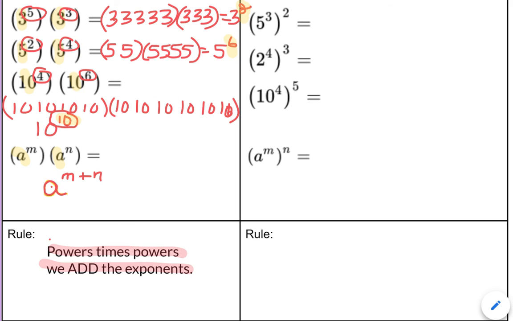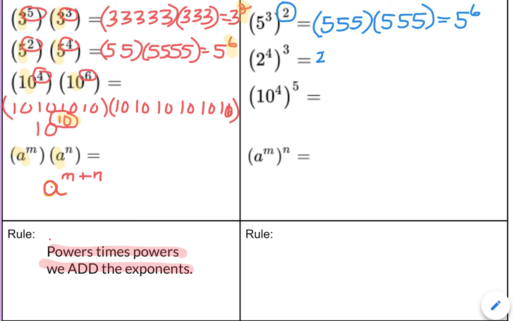The second rule is similar, but now we've got a power raised to another power. So again, I'm going to write these in expanded notation and let's see what happens. I may not do all of them because that 10 to the 4th to the 5th will get very long. So let's see, we have 5 to the 3rd to the 2nd. Well, that means 5 to the 3rd, which is 5 times 5 times 5, times itself twice. So our base is 5 to the 3rd. We multiply that by itself twice. How many 5's do we have there? We have 6. That's 5 to the 6th.